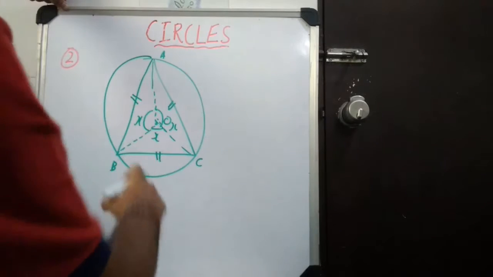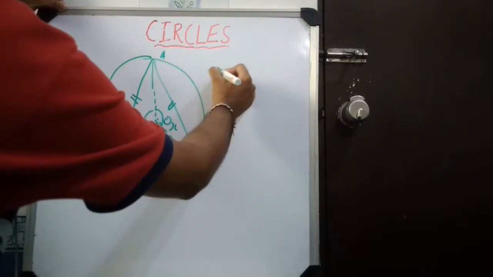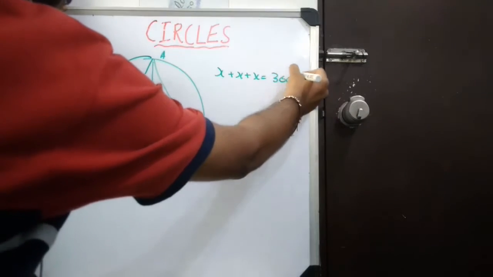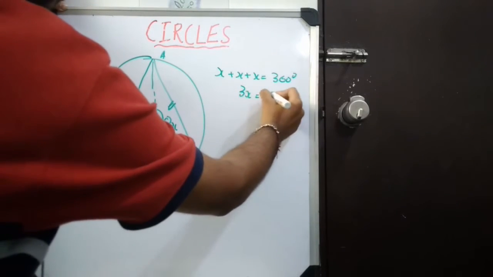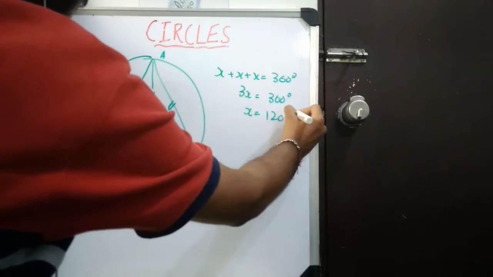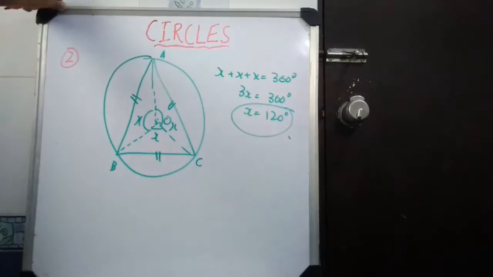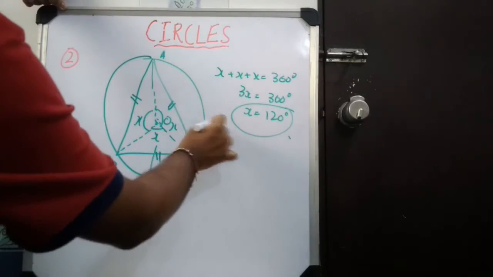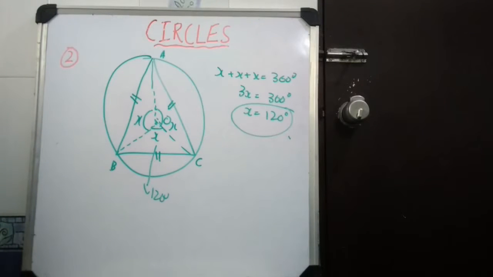Now we know that the angles about a point is 360. So X plus X plus X is going to give me 360. So 3x is going to give me 360. So what is x? 120 degrees. So x is equal to 120. This is 120 and even this is 120. So that was the second one.